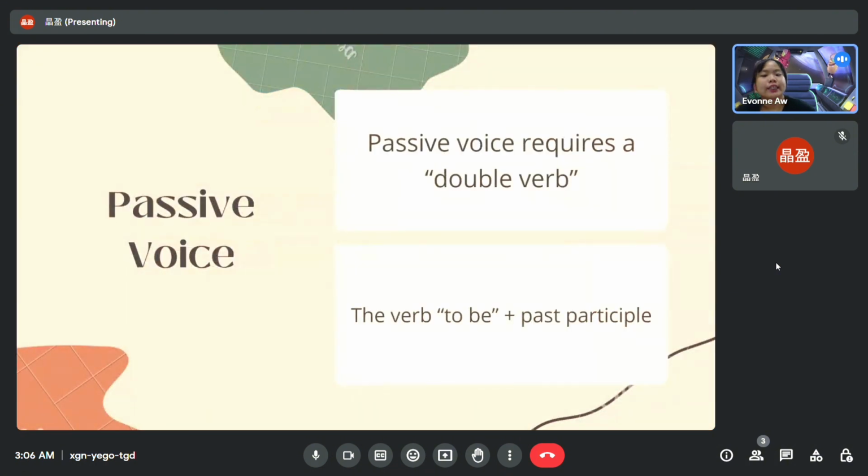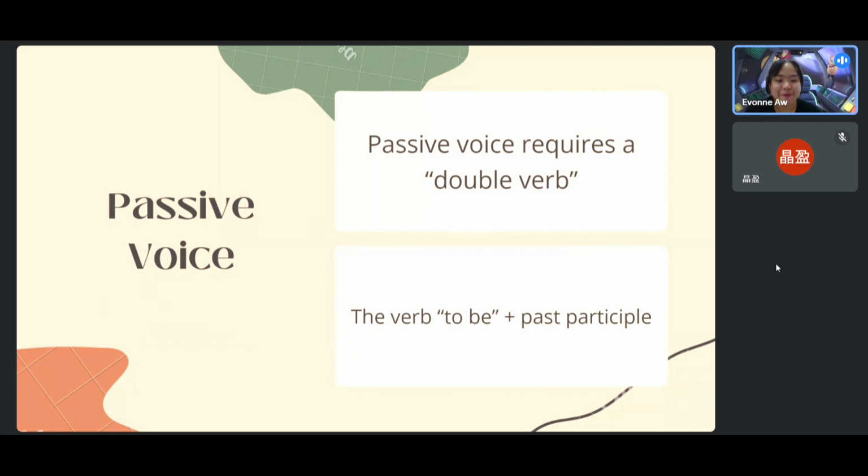So, in grammar rule, passive voice always requires a double verb, and double verb means the verb to be plus past participle. Basically, for passive voice, the object is fronted into the subject slot. The subject is placed after the verb.